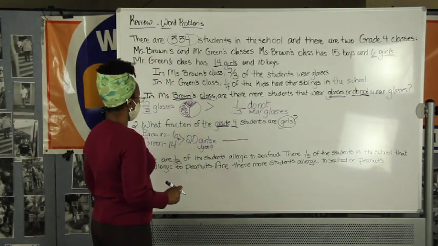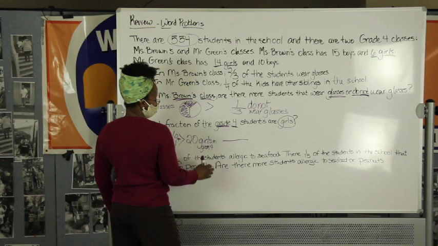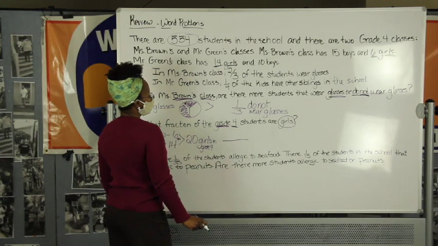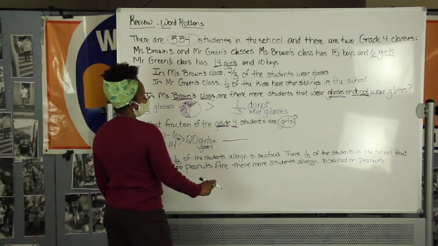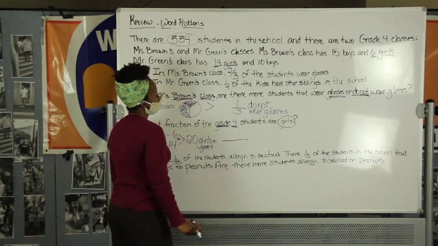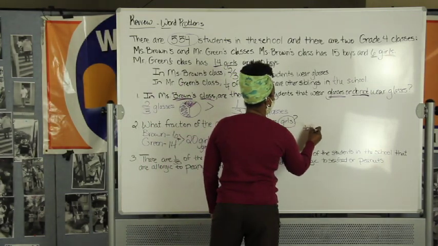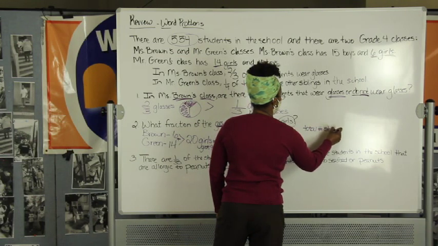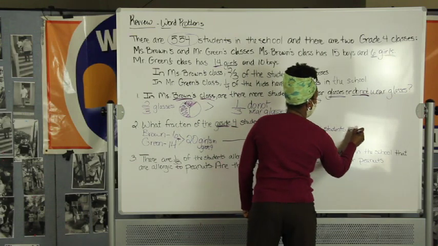How do we make this into a fraction? So we first have to get a denominator, and that's going to be the number of students in the 4th grade. And so over here on this side, we're going to do the total number of students in grade 4.